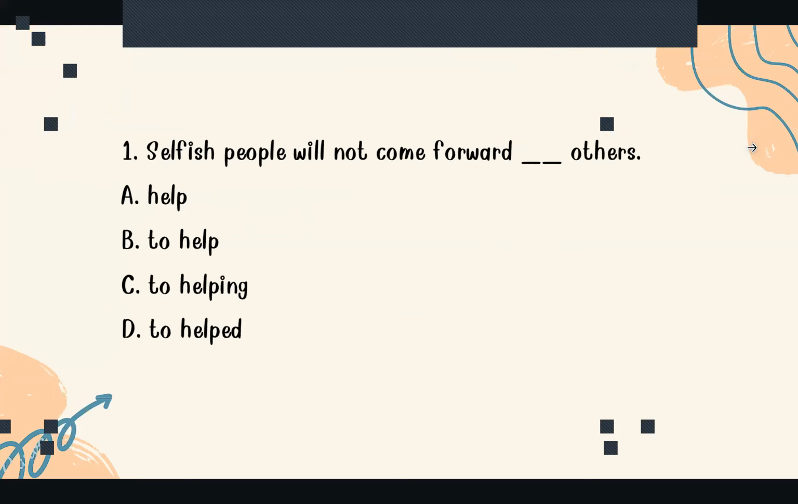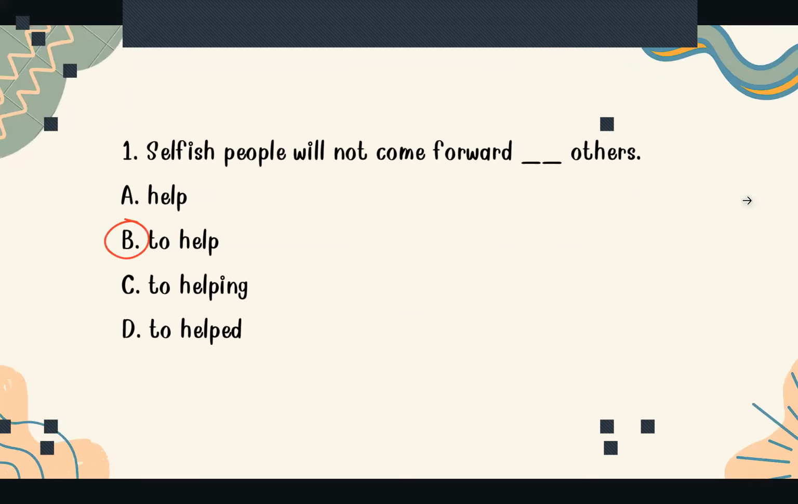Question one is: selfish people will not come forward blank others. The answer is to help. Help is the base form of the verb. To help is an infinitive form of the verb. In a sentence, you can see the purpose or intention of selfish people not coming forward.